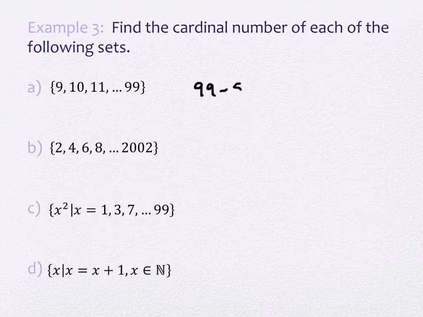All right, so how are we going to find the number of items in these sets? 99 minus 8. And why are we minusing 8 instead of 9? Do you remember? Because we need to include 9 in the numbers that we're counting, right? So we list the numbers, we subtract off the numbers that come before 9. So 99 minus 8 would be 91. Okay, how about the next one?